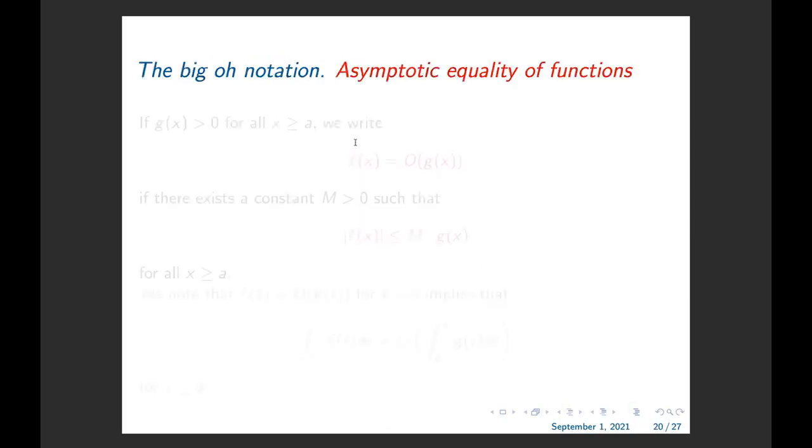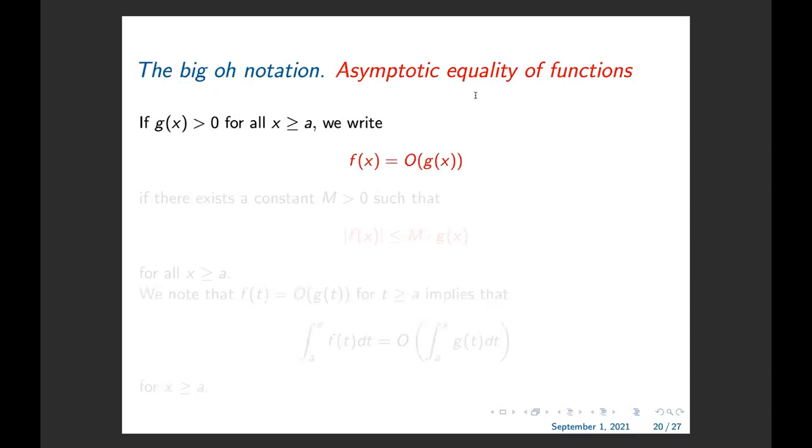So now we introduce some notation, which is known as the big O notation. This notation is used when we want to study asymptotic equality of functions, that is, when two functions are equal as their asymptotic.